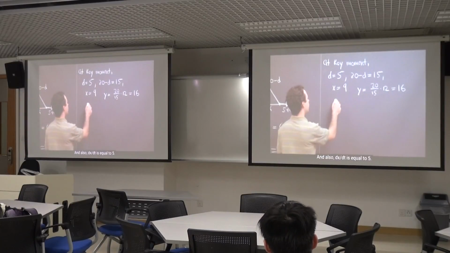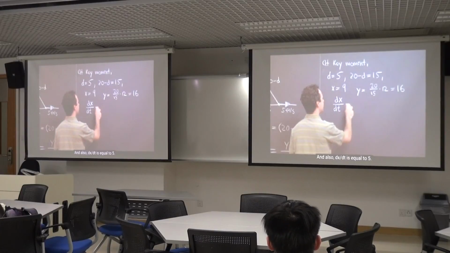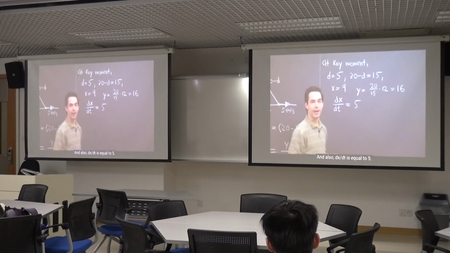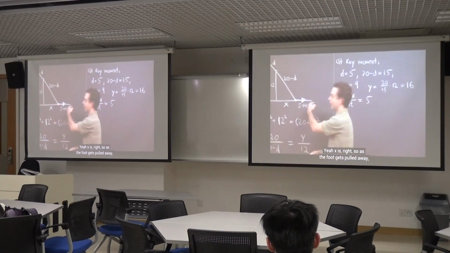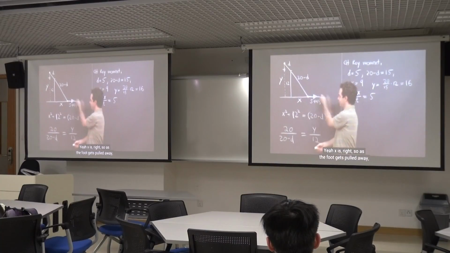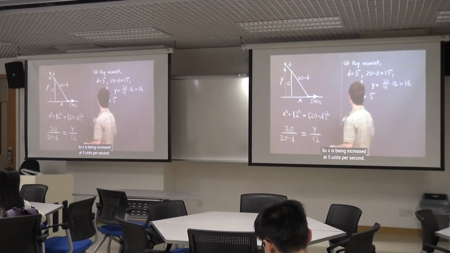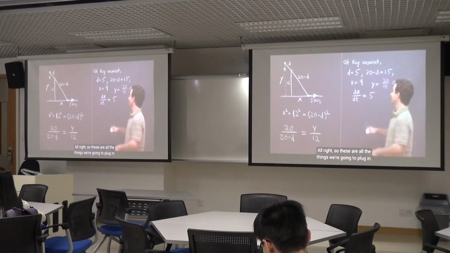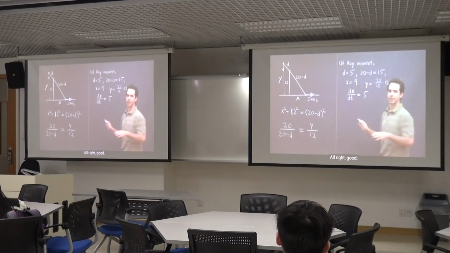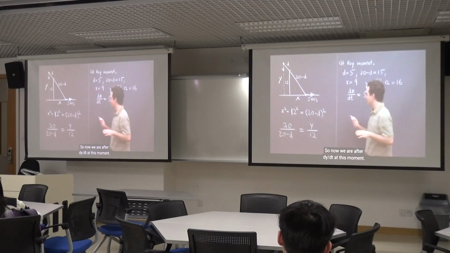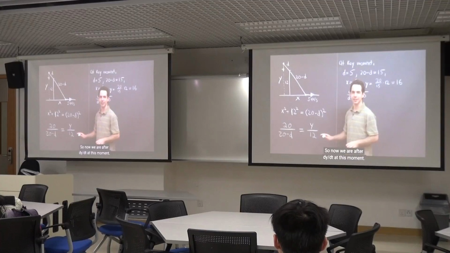So at our key moment in time, these are the values that we're going to end up plugging in. And also, dx/dt is equal to 5. As the foot gets pulled away, x is getting bigger, so x is being increased at 5 units. All right, so these are all the things we're going to plug in. Good. So now we are after dy/dt at this moment.